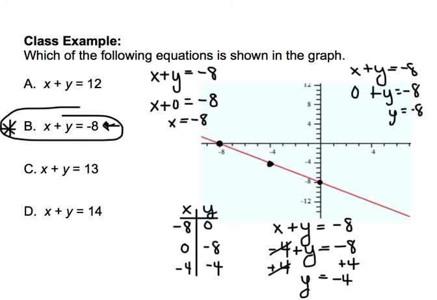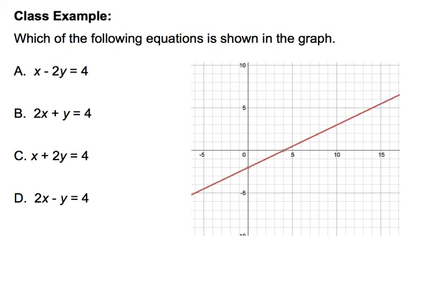Okay, let's try this one. Which of the following equations is shown in the graph? Well, now I look at my equations and I go, holy moly, none of them make sense. I have no clue. I have 4 here as my x-intercept. I have -2 as my y-intercept. I have 2s and 4s and everything. So I'm going to go right and just create the table.